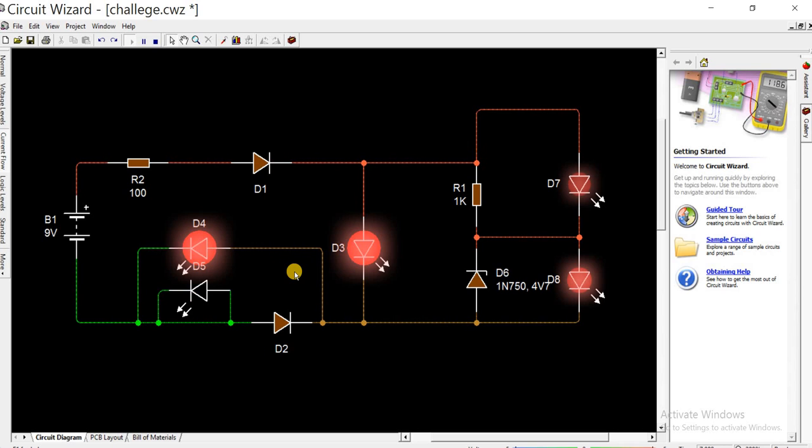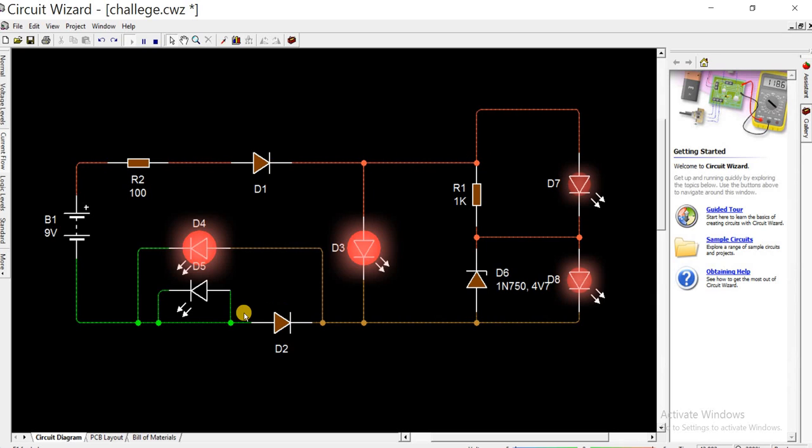The reason why this last one didn't come up is very obvious. I will explain that, and let me read the second question. The second question is: when you reverse D2, this is D2, one more LED will stop glowing. Point out the affected LED. When we reverse this diode, one more LED will stop coming up. It won't come up again.